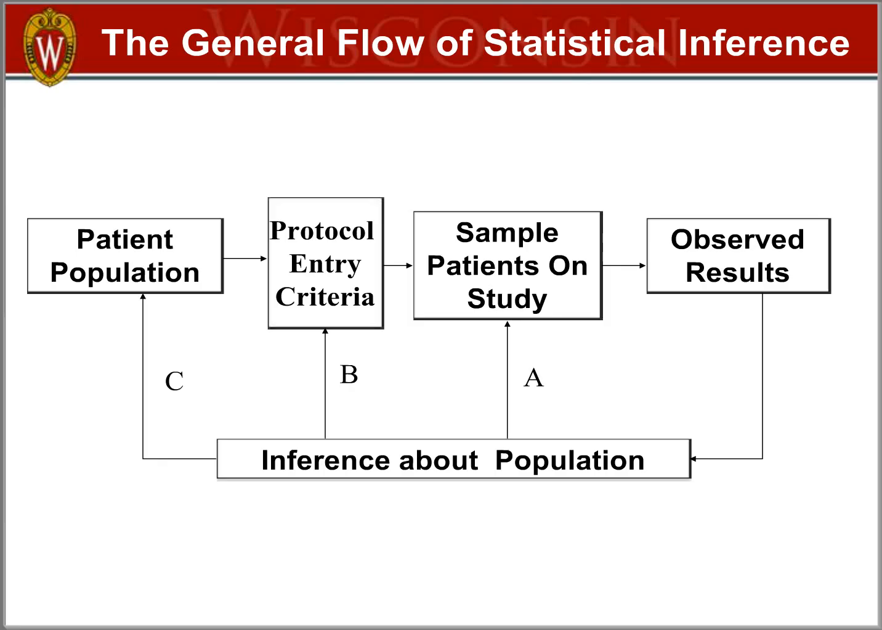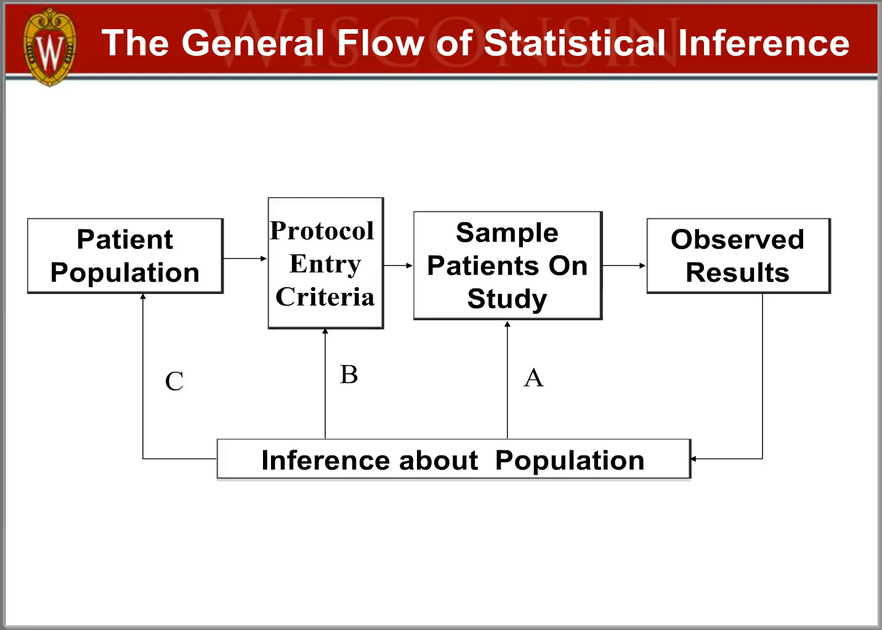However, we will get a sample of patients that actually show up, the volunteers, those who consent, and they will not necessarily reflect completely the entry criteria we specified in our protocol. They will be the ones who showed up, not necessarily the ones that we had hoped for in our study. We observe results on those patients who showed up, our patient sample. And at the end of the trial, our goal is to make inferences about the results we observed on the sample population that we studied.